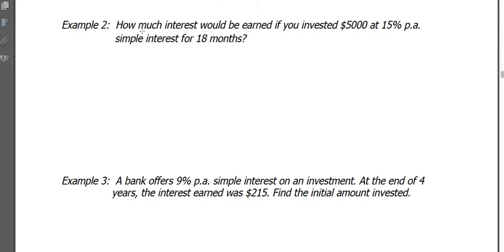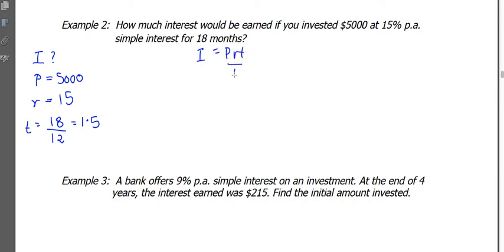Next one. How much interest would you earn if you invested $5,000? So again, $5,000 at a rate of 15% per annum, but this time a shorter time period, 18 months. Now remember, if your rate is in per annum, so per year, you also need your time in years. At the moment, it's not in years, it's in months. So to convert this, we go 18 months divided by 12 months in a year, that's 1.5 years.